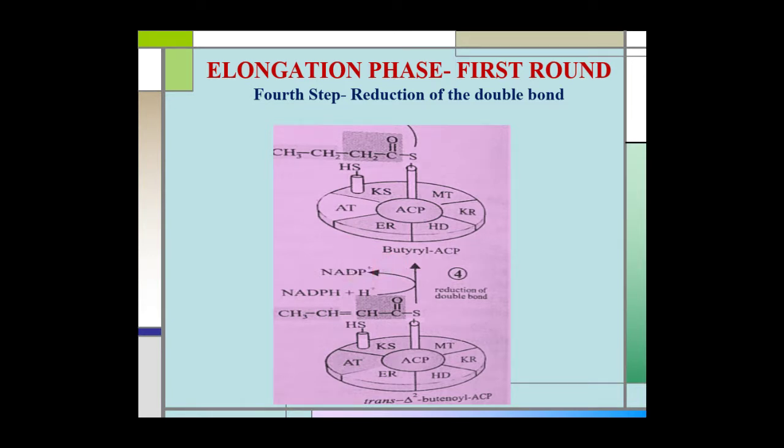These four reactions, condensation, first reduction, dehydration, and then again reduction, together complete the first round of the elongation cycle. Thus, after the first round of elongation, the 4 carbon butyryl precursor of palmitate has been synthesized from the 2 carbon acetyl and 3 carbon malonyl unit.